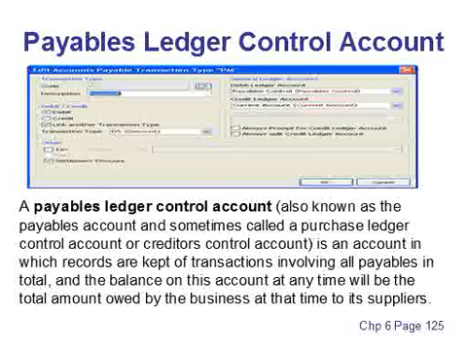Payables Ledger Control Account. A payables ledger control account, also known as the payables account and sometimes called a purchase ledger control account or creditors control account, is an account in which records are kept of transactions involving all payables in total, and the balance on this account at any time will be the total amount owed by the business at that time to its suppliers.